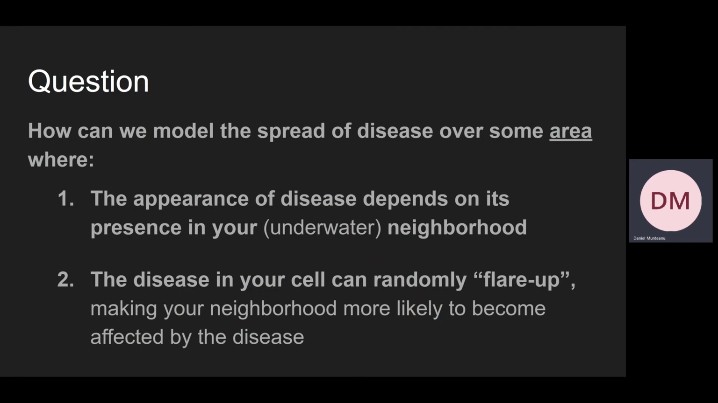So the question we wanted to answer is how could we model the spread of disease over some area where the appearance of disease first depends on the presence in its neighborhood, and second, if the disease could randomly flare up, making it more likely for your neighborhood to become infected.